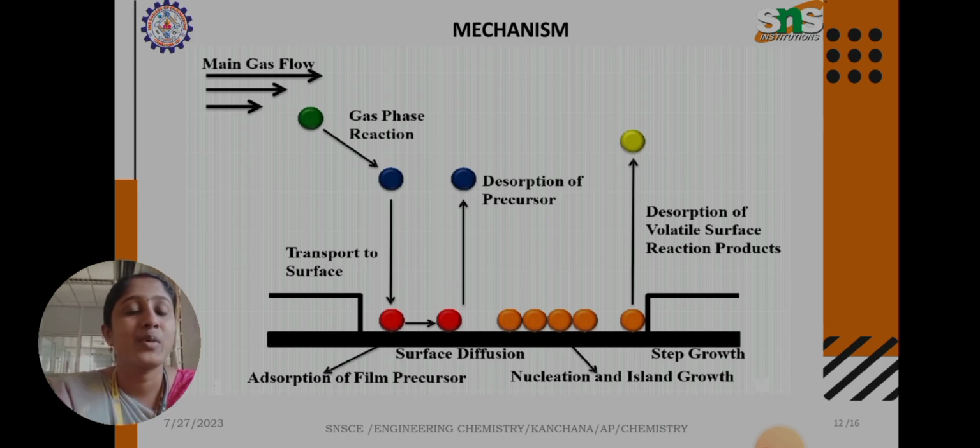These are the mechanisms of chemical vapor deposition: main gas flow and gas phase reaction, adsorption of precursor, desorption of volatile surface reaction products, and step growth, adsorption of film precursor, nucleation and island growth.